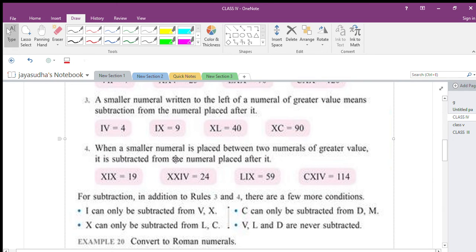When a smaller numeral is placed between two numerals of greater value, it is subtracted from the numeral placed after it. Listen: both are 10, and in between is 1. So you add the greater values, 10 and 10, which is 20. 20 minus 1 is 19. You add the greater values, and the smaller value in the middle you subtract.